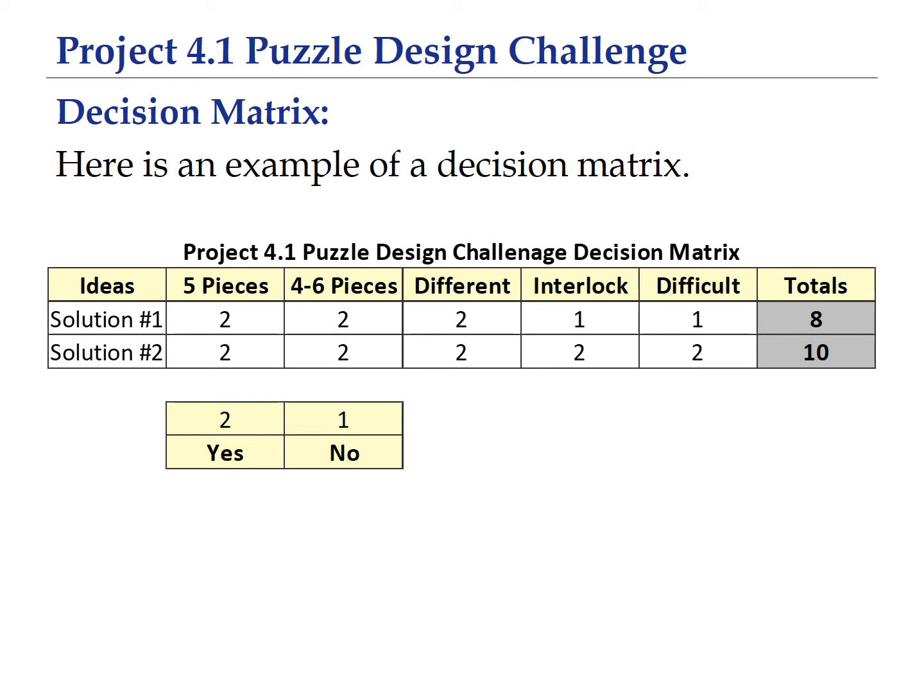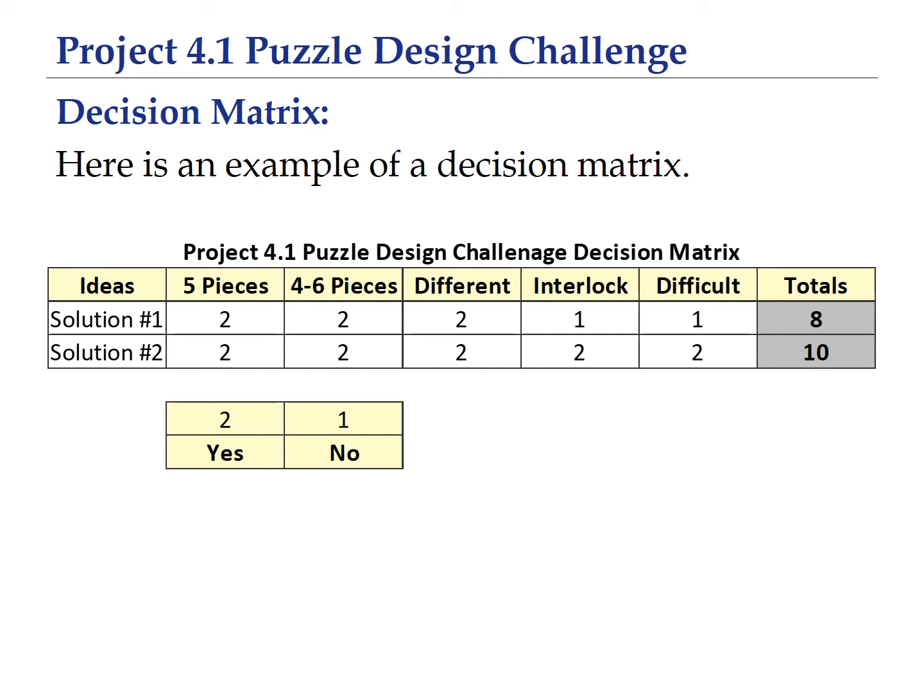So for solution number 1, do I have 5 pieces? Yes or no? If it is a yes, I scored it a 2. If it was a no, I gave it a 1. Are each of my pieces made up of 4 to 6 3/4 inch hardwood cubes? Yes or no? Is each piece different? They cannot be alike. Are they different? Yes. Do they interlock? I had some that did not really interlock very well, so I scored that lower.